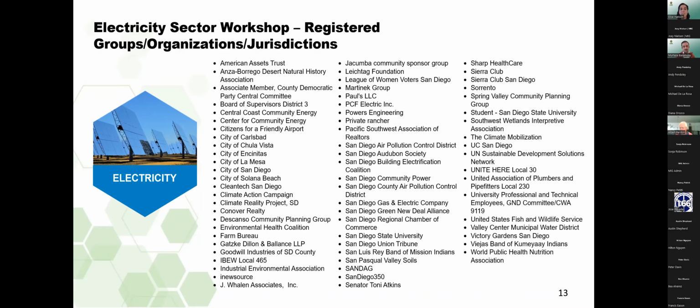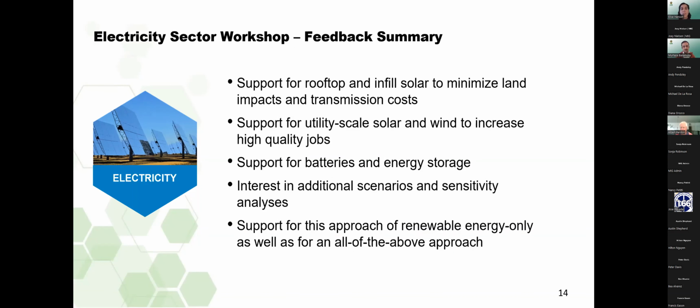Here's a list of the groups, organizations, and jurisdictions that registered for the workshop. We had representation from cities, business, labor, community, and environmental groups. In terms of feedback received, participants expressed support for different sources of renewable energy. They asked questions about assumptions and analyses, and commented on the intersection of energy siting and jobs. On screen are a handful of themes from the comments that we received.